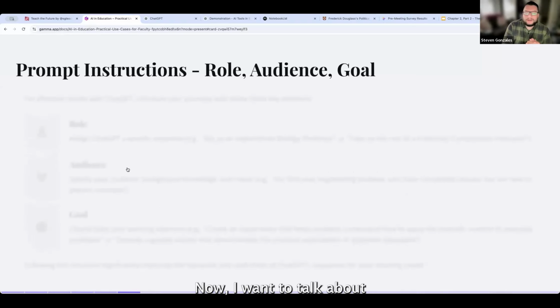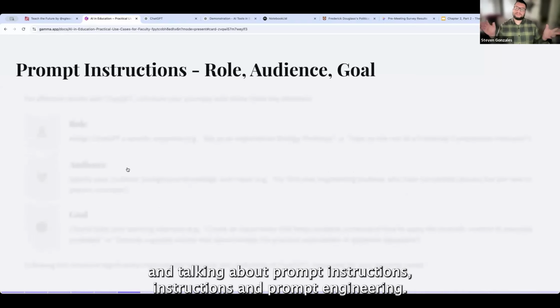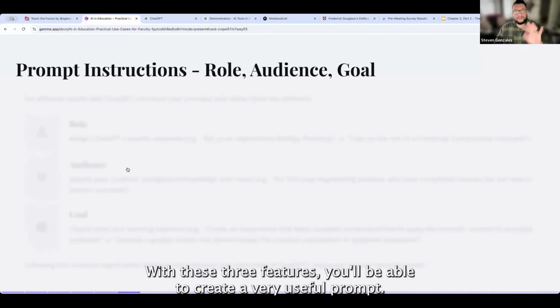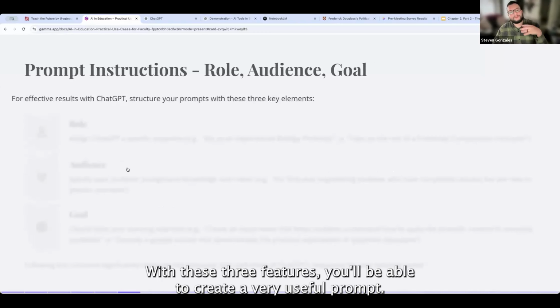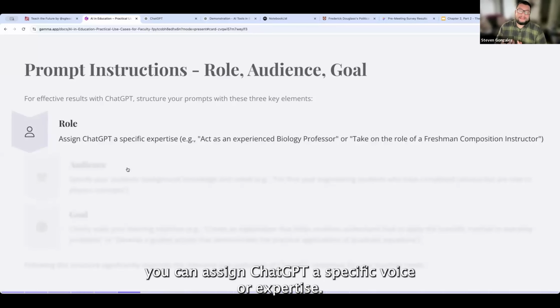Now, I want to talk about probably the most useful part of this section when talking about prompt instructions and prompt engineering. I want you to think three things: number one, role; number two, audience; number three, goal. With these three features, you'll be able to create a very useful prompt. So first, let's start with role. You can assign ChatGPT specific voice or expertise.